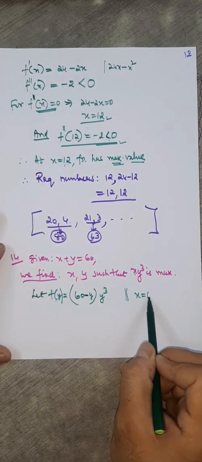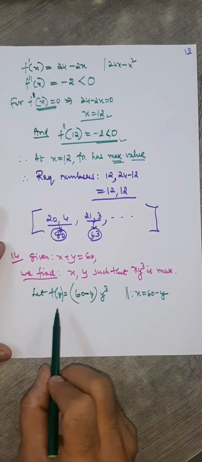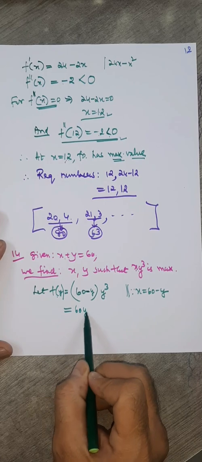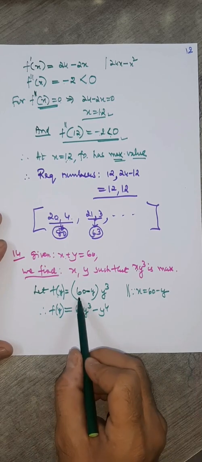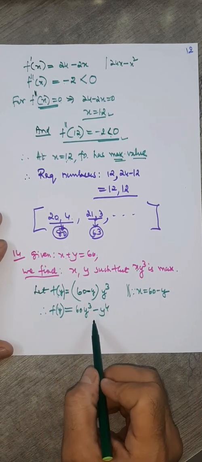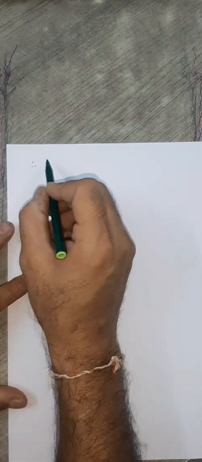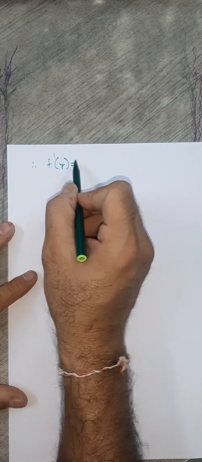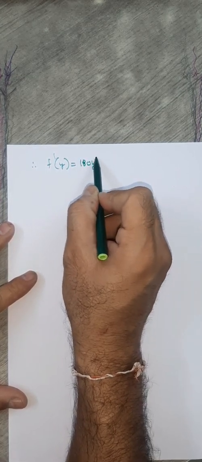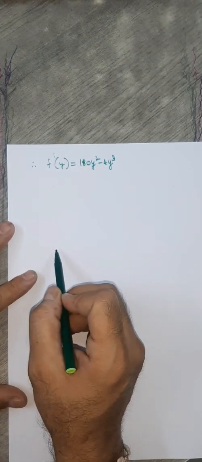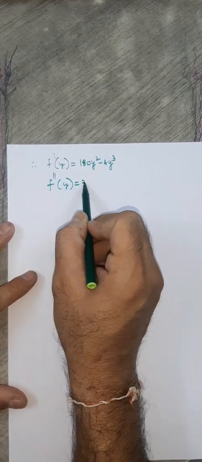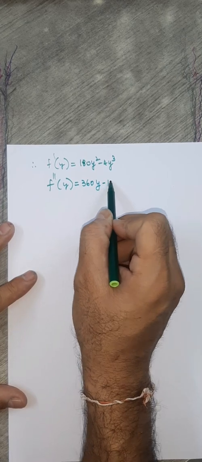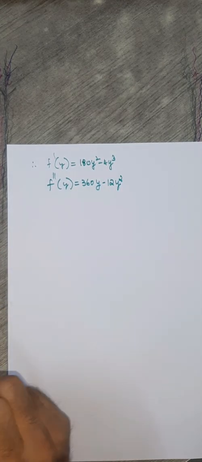We have placed x equals 60 minus y here. You can do it the other way around also. Why did we do it like this? Because differentiation becomes a little bit easier. So 60y cube minus y raised to 4. Now what will we do? We differentiate it twice and we get the y. So let's differentiate it once. F dash y, what is that? It will be 180y square minus 4y cube. Then one more time derivative, f double dash y, which will be how much? 360y minus 12y square.